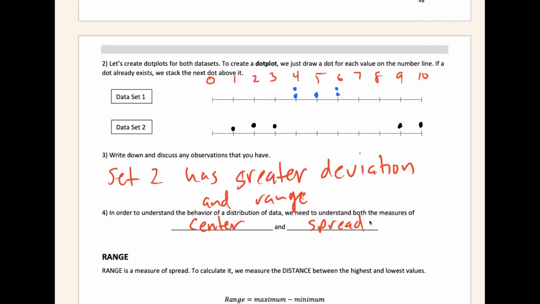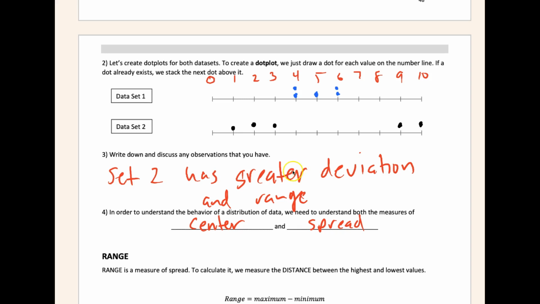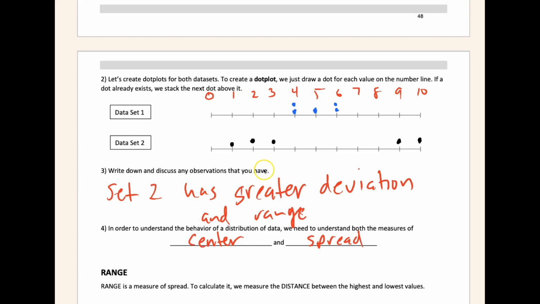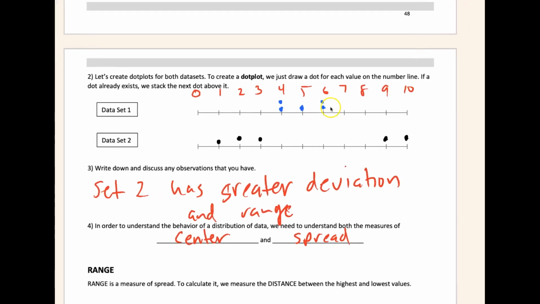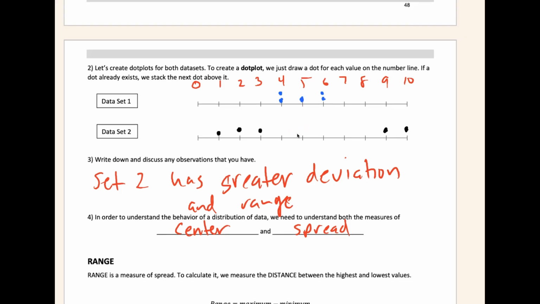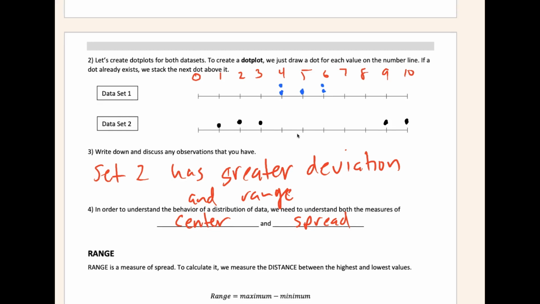And so looking at that, we can now discuss some of the observations about the data. It looks like set 2 has a greater deviation in range, right? The values are more spread out. And here you would see the values are closer together. And so again, this is what we're measuring with a measure of spread. And we'll do that with different types of measures. Like in the past, we did mean, median, and mode. In this one, we'll look at range, deviation, and standard deviation to determine how spread out numbers are.